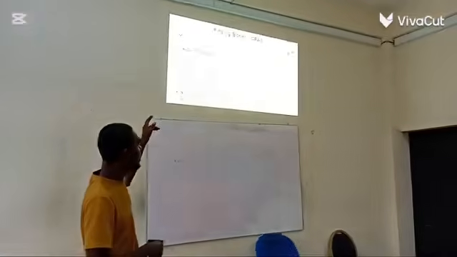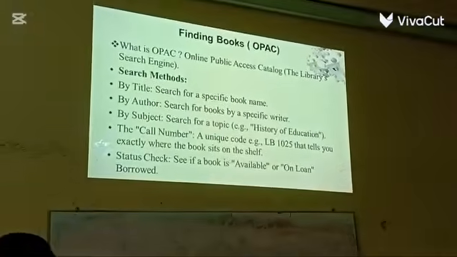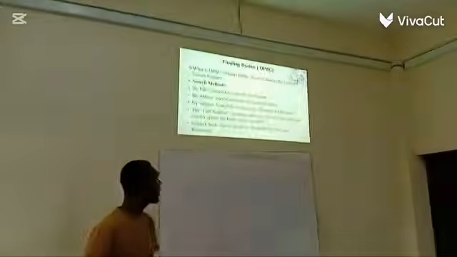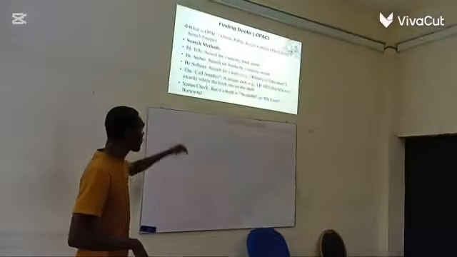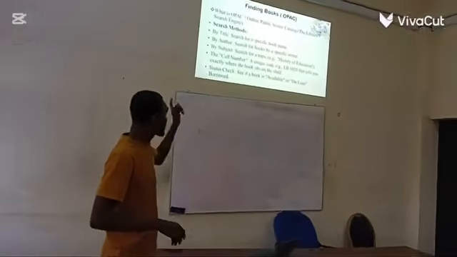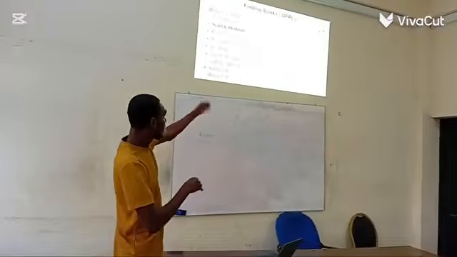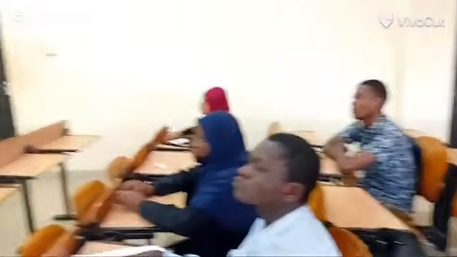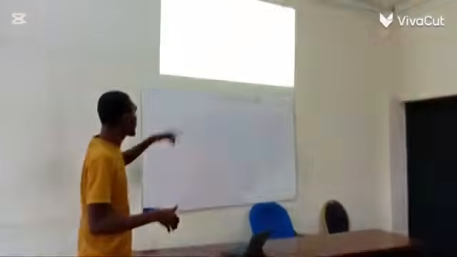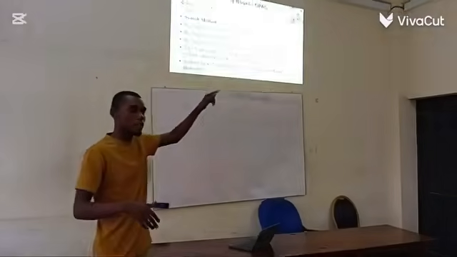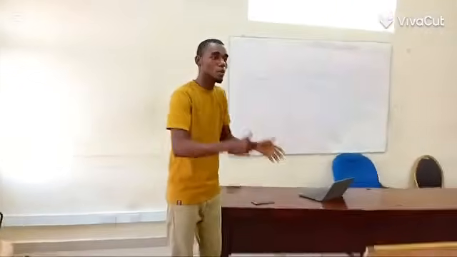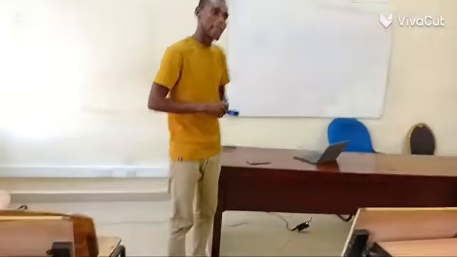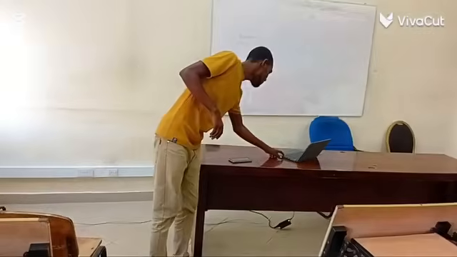Like, the first one is by title. You can search a title, search for a specific book name, and then the author, search for a book by a specific writer. By subject, search a topic, for example history of education. Then, automatically, the computer will give you a number showing where your book is. We call it a code or shelf. So the number will be maybe ED1102. This is the place where the book you need is, you will get it from there. Am I right? Yes, thank you.